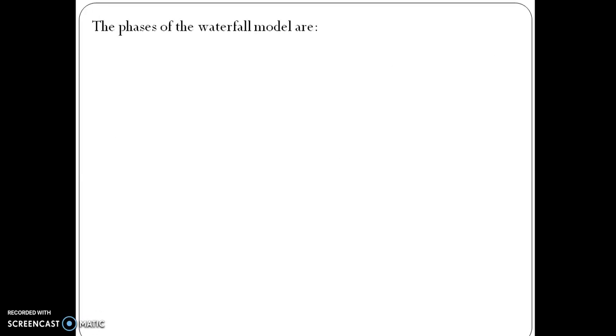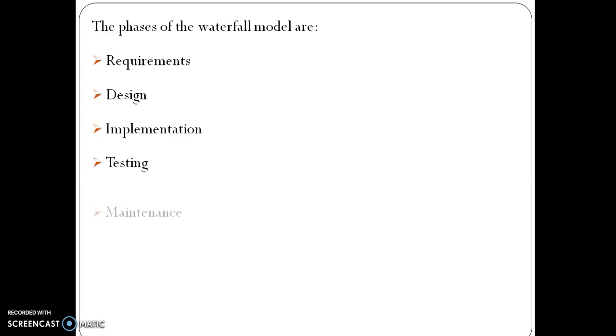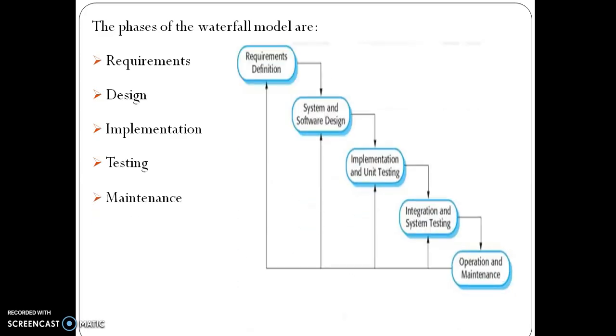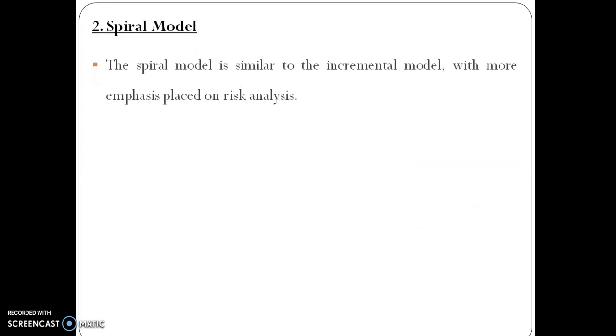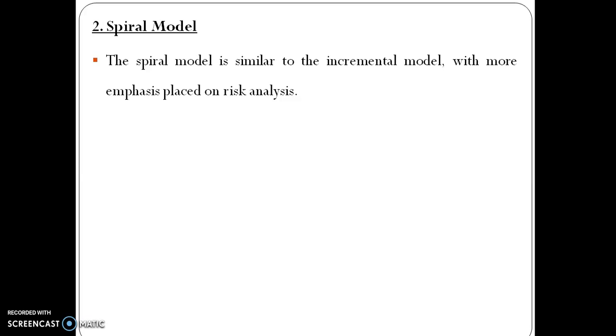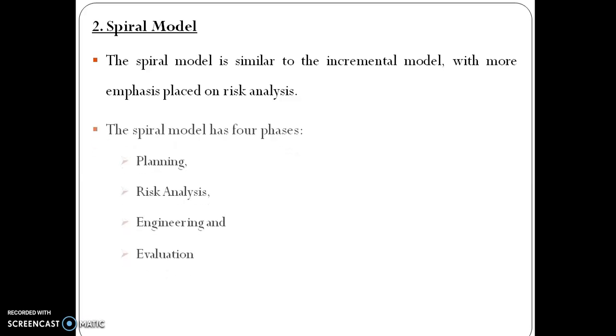The phases of the waterfall model are requirements, design, implementation, testing, maintenance. So this is a pictorial representation of a waterfall model. That is requirements definition, system and software design, implementation and unit testing, integration and system testing, operation and maintenance. Then second one is spiral model. The spiral model is similar to the incremental model with more emphasis placed on risk analysis.